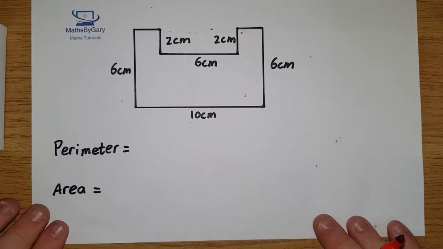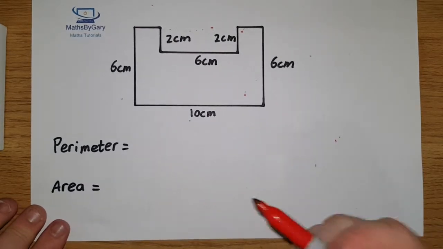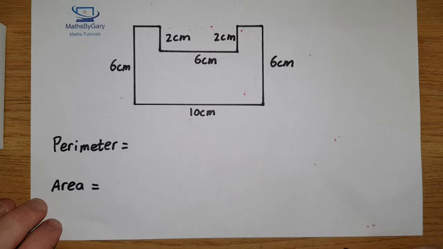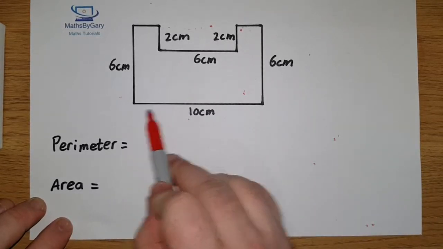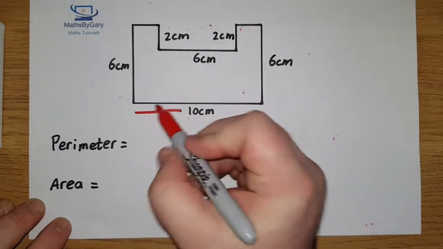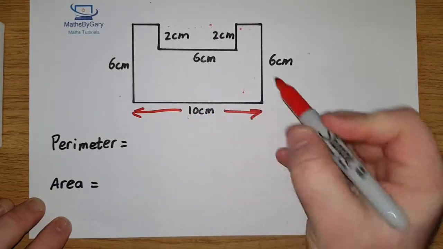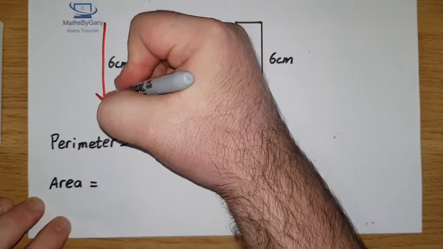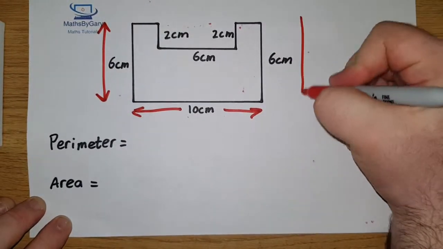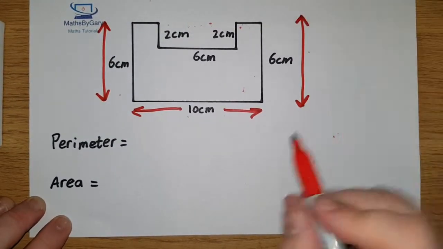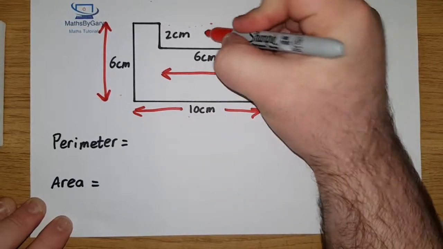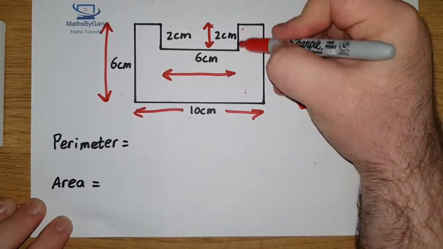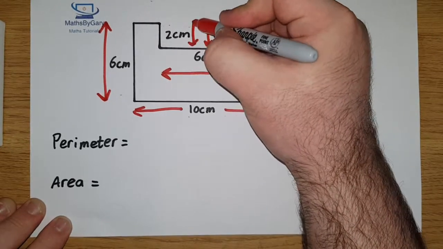Now looking at this, you might think it's a little daunting and think, how would we work out the perimeter and the area? So what we know is we know some lengths. We know that from here to here is 10 centimetres. We know from here to here 6 centimetres. Here to here also 6 centimetres. And here to here 6 centimetres. Here to here is 2. Here to here is also 2.